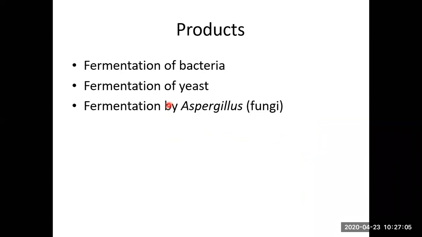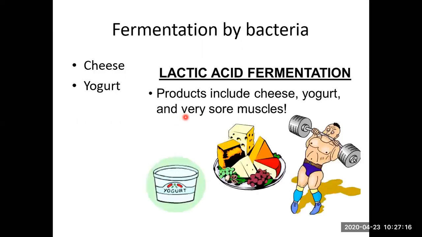Fermentation is basically done by bacteria. It can be done by yeast, and we can also get some products of fermentation by using a fungus. The name of that fungus is Aspergillus. So let's study it in detail. Fermentation by bacteria. When bacteria do anaerobic respiration, they do not acquire that much oxygen from their environment, so they incompletely break down glucose, as we already studied.